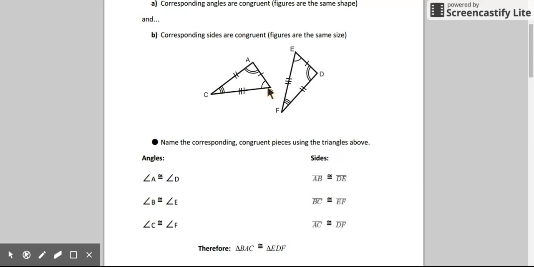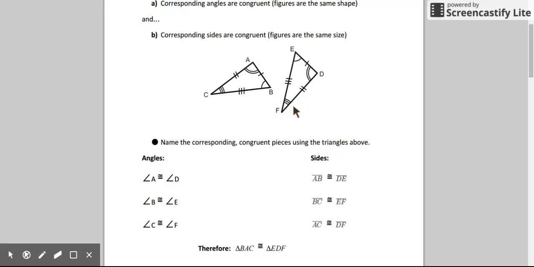What corresponds with segment BC? Well, what corresponds with B and C? E and F. So segment EF is the corresponding segment. And lastly, what corresponds with segment AC? Well, what corresponds with A and what corresponds with C over in this shape? Angle D and angle F. So segment DF must correspond with segment AC.